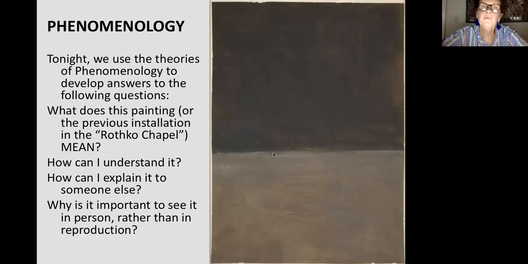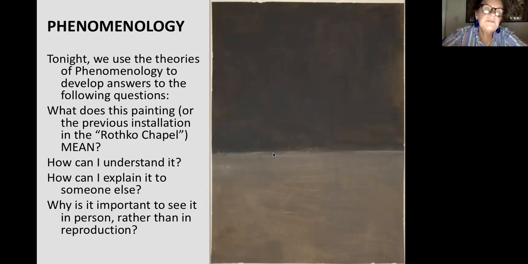1, what does this painting mean? What does this artwork mean? What does this installation mean? What does this sculpture mean? What does it mean? 2, how can I understand it? How can I touch on that meaning and embody it so that I really fully understand it?